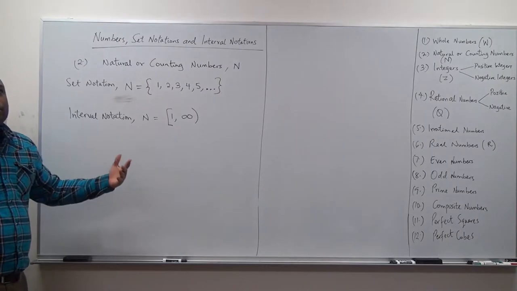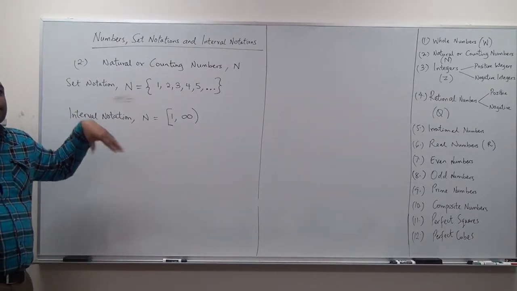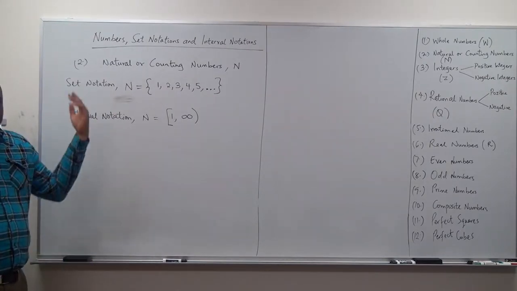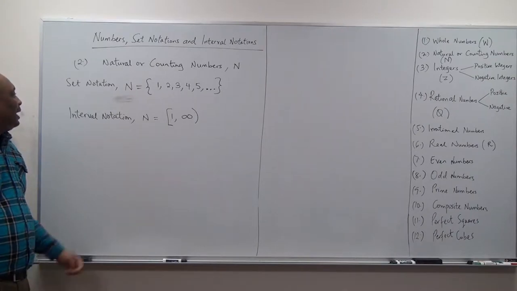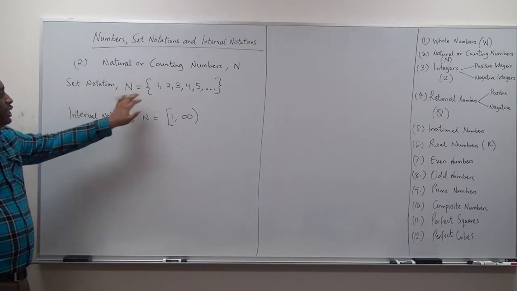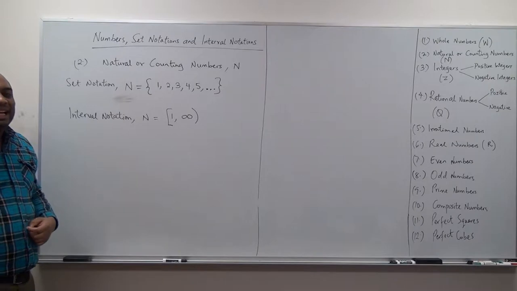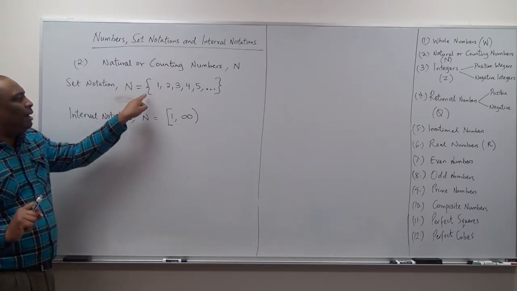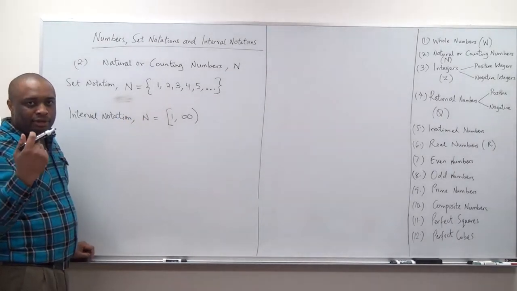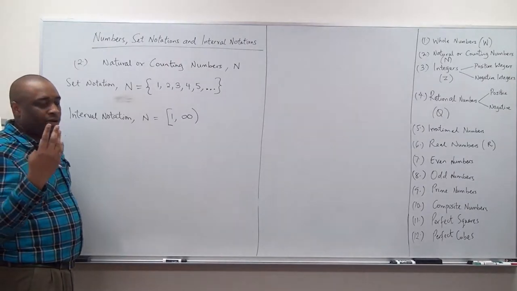So, if I tell you to list natural numbers for me: 1, 2, 3, 4, 5, 6, 7, 8, 9, 10, 200, 300, 400, 500, 10 million, and the rest of them, that is the natural or counting numbers. Now, in set notation, you have to write it using the correct symbol. You can practice this on your own. I will just illustrate it one time, and then you practice it on your own.